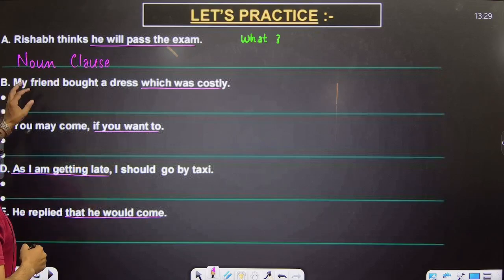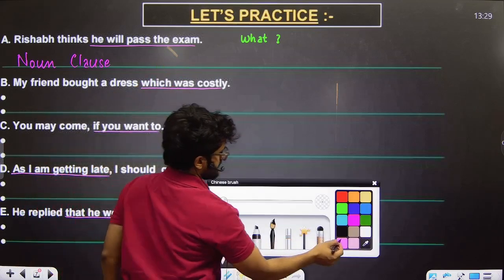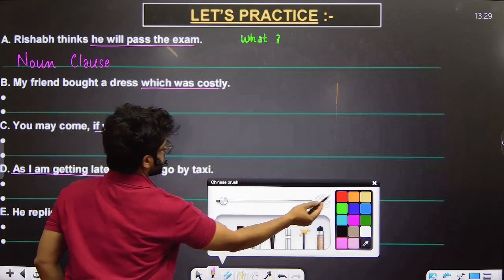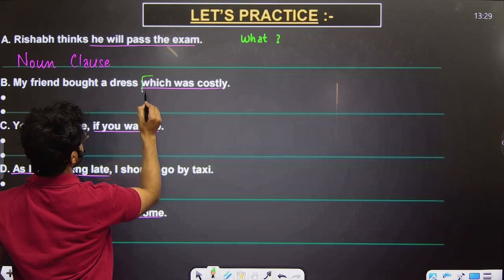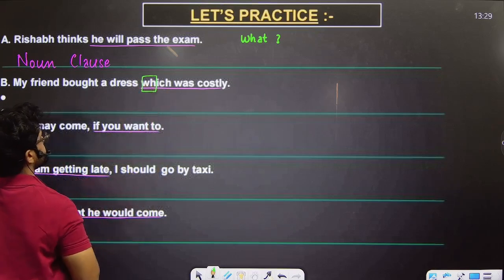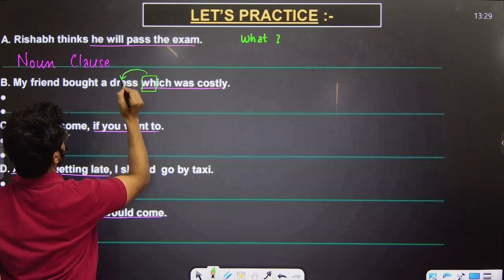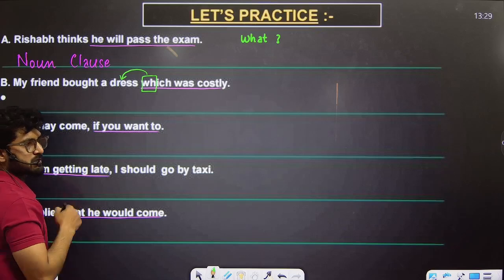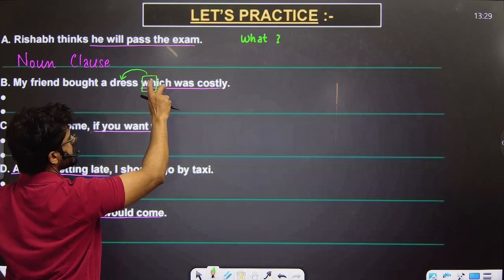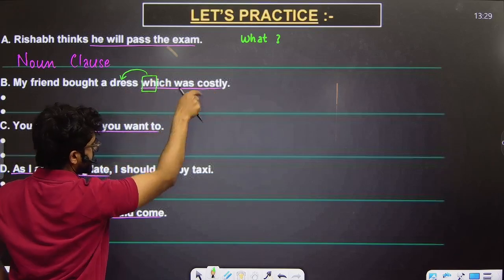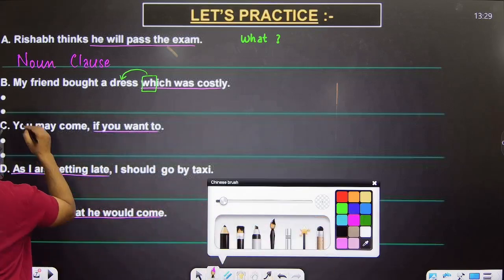My friend bought a dress which was costly. Now, आपको क्या मिल रहा है? You are getting WH form, and before that, you are getting person, place, animal or thing name, address. जो कि costly था, providing information about that noun. That means it is what? It is an adjective clause.